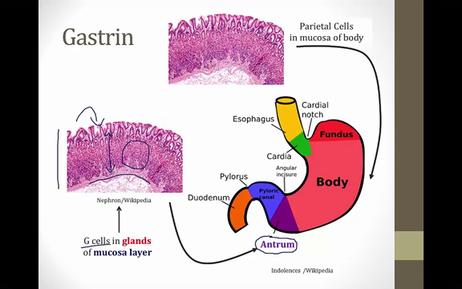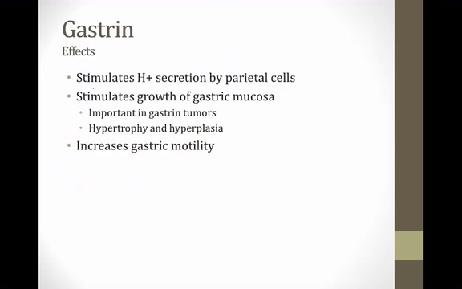From those G cells, gastrin is secreted and it travels to the parietal cells, which are found mostly in the body of the stomach. They're also found in the glands in the lamina propria of the mucosa of the stomach, and that's where gastrin exerts its effects. Gastrin has three important effects, the most important of which is to stimulate acid secretion by the parietal cells, and we'll talk about that in detail in a minute.